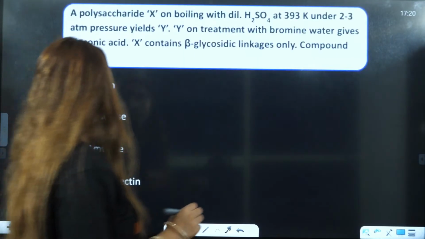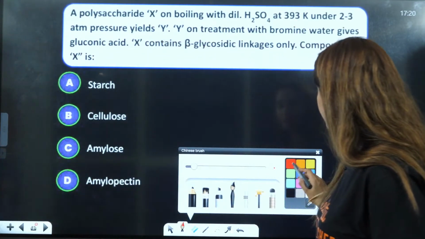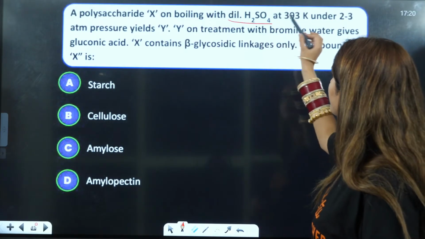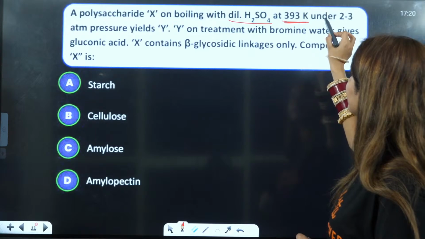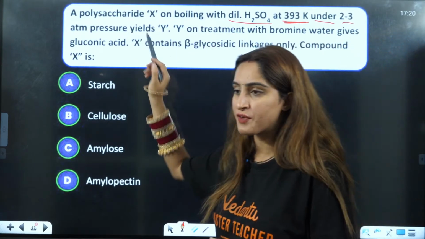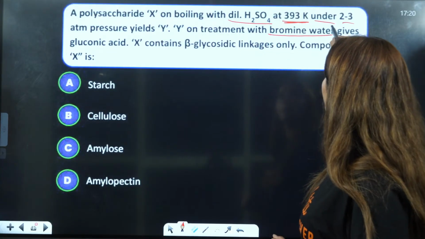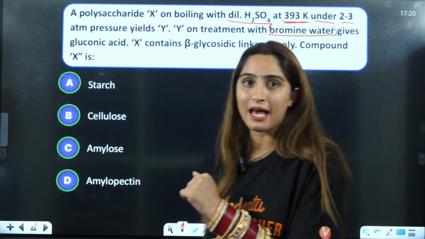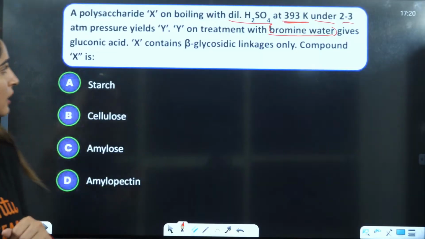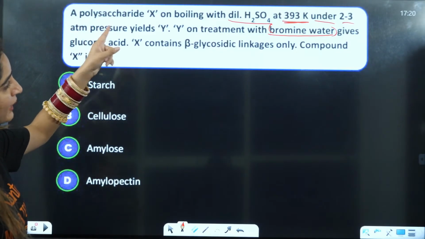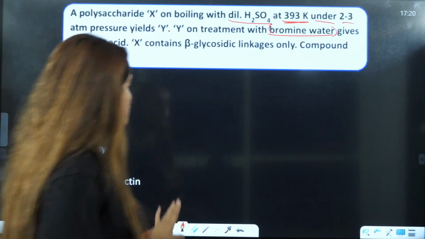Is it clear? Okay. Next we have, a polysaccharide X on boiling with dilute H2SO4 at 393 Kelvin under 2-3 atmospheric pressure yields Y. Y on treatment with bromine water gives gluconic acid. Right. X contains beta glycosidic linkages only.